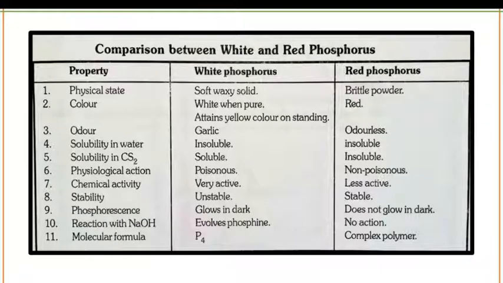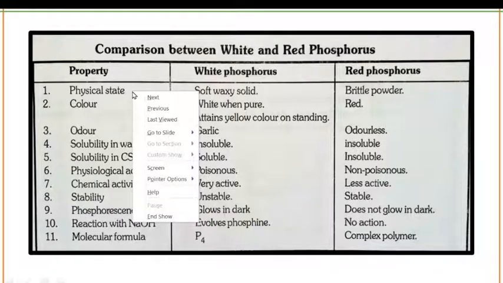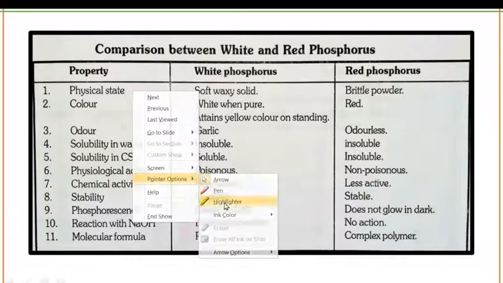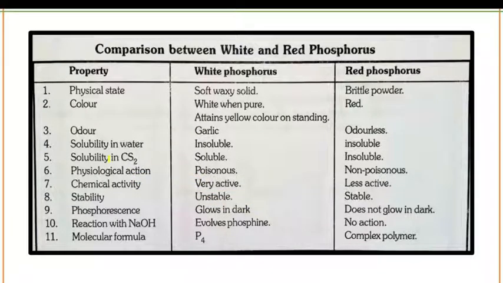Next, the comparison between white and red phosphorus. We will compare white phosphorus and red phosphorus. If you talk about the different properties, the most important properties I will highlight, but you have to read all the properties. So number 1 is the physical state. White phosphorus exists as a soft waxy solid, while red phosphorus is a brittle powder.